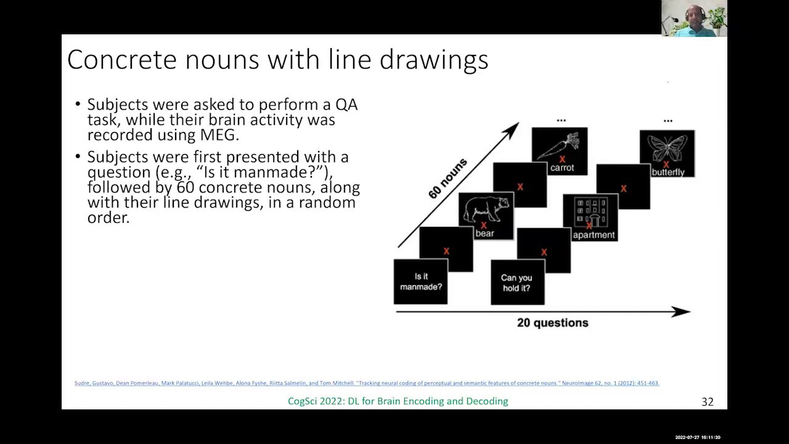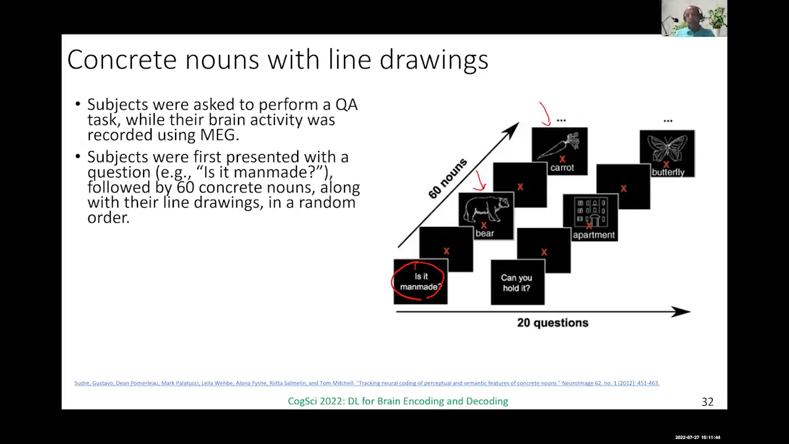So essentially, the task that subjects were told to do was question answering while they are looking at these pictures. MEG was recorded, so it's an MEG data set. Subjects were presented with a question, for example, "Is it man-made?" And after that, they were shown pictures corresponding to 60 different concrete nouns.